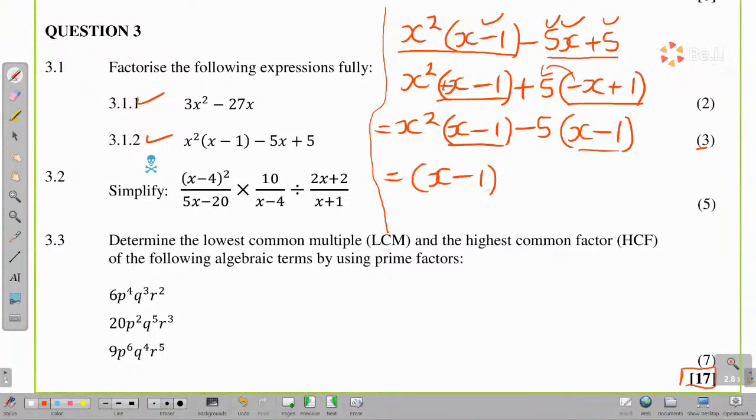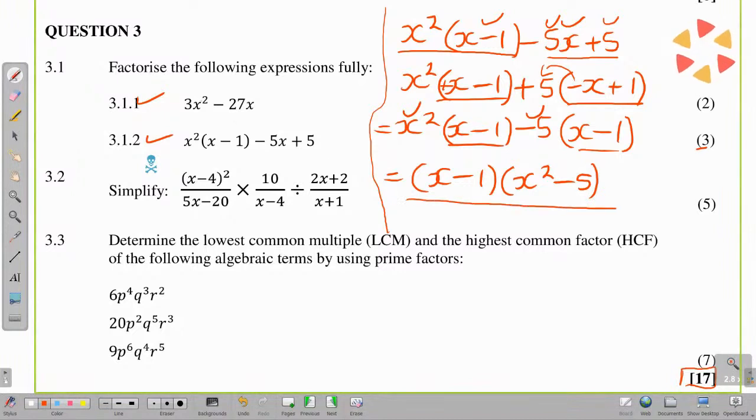It's x minus 1. But what do you have outside the brackets? You have got that one. Open another bracket, which is x squared, then you've got that, which is minus 5. Then you have fully factorized. They say it fully. That's why they gave it more marks.